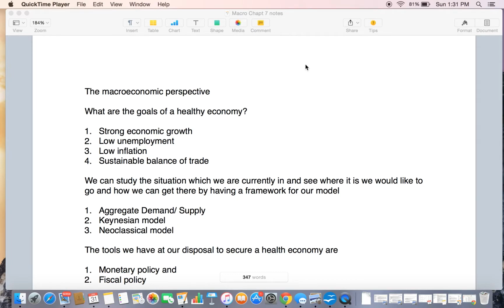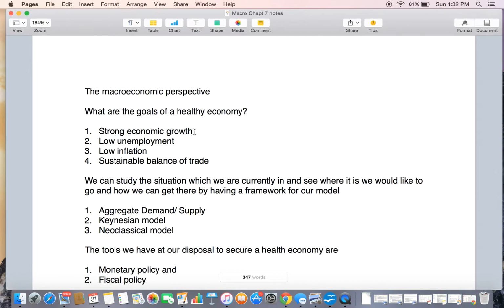So when we talk about economic growth, we're going to be needing a way to measure economic growth. We'll develop that a little bit in this chapter, but in subsequent chapters we'll talk more about GDP. So we'll use GDP to understand whether we are experiencing economic growth or not.